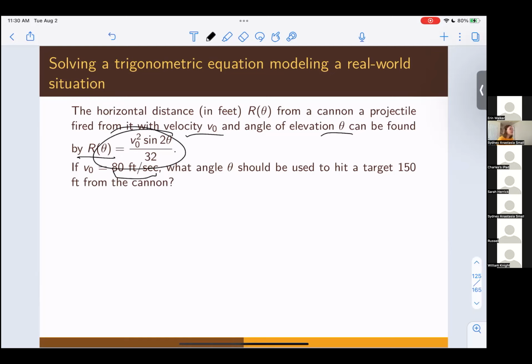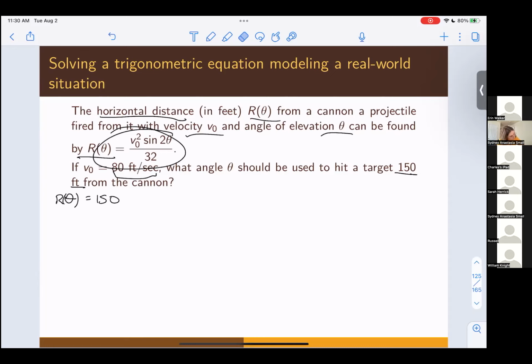You have initial velocity, you have this equation for horizontal distance, you have the horizontal distance you want. Let's see what we can do with this information, plug it into our equation and solve it. Okay, so I'm given that r of theta is going to be 150 because I'm trying to hit a target 150 feet from my cannon, and the horizontal distance is given by r of theta. Cool. I also know I can plug in 80 for V naught, so let's do that.